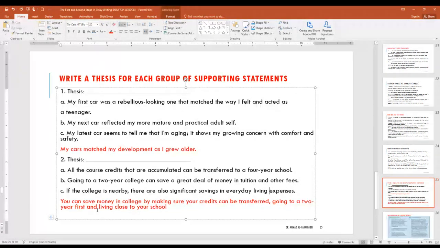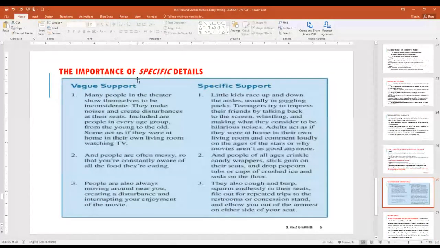So I suggest one. You can save money in college by making sure your credits can be transferred, going to a 2-year first, and living close to your school. This is a suggested thesis statement. What else? Do you have any suggestion? All right, think of some suggestions. Think. But let's move to another important issue, which is the importance of specific details.